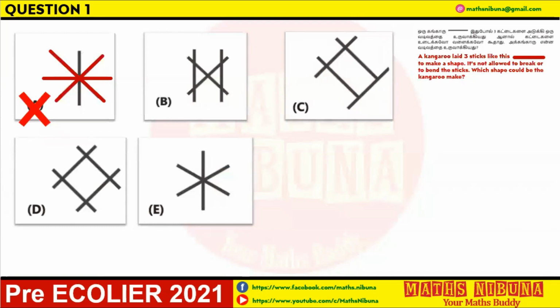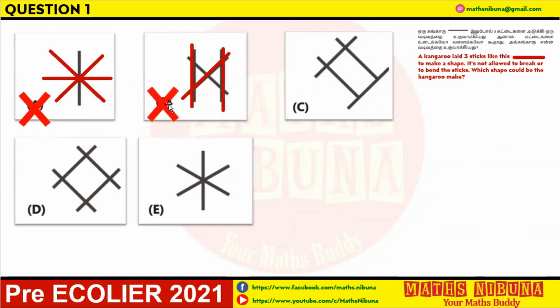So we look at the second one. Let's say we have a stick. We arrange the first stick like this. Second stick we arrange like this, and then the third stick we arrange like this. We have only 3, so we need one more stick to make this shape. So that means answer B also is not possible.